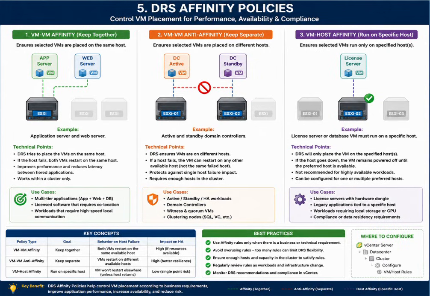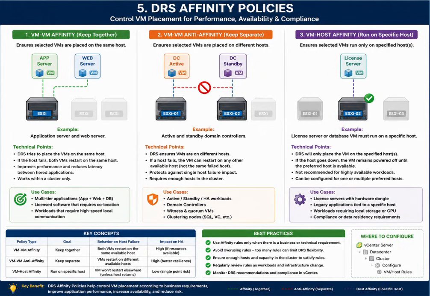Again, there is one more rule available, the VM-host affinity rule, which ensures the VM runs on a specific host only. Say there is a license server and I want to run that license server on the same ESXi host where the license is consumed. I don't want to migrate that virtual machine to any other ESXi host. DRS will place that particular virtual machine on the specified host only.